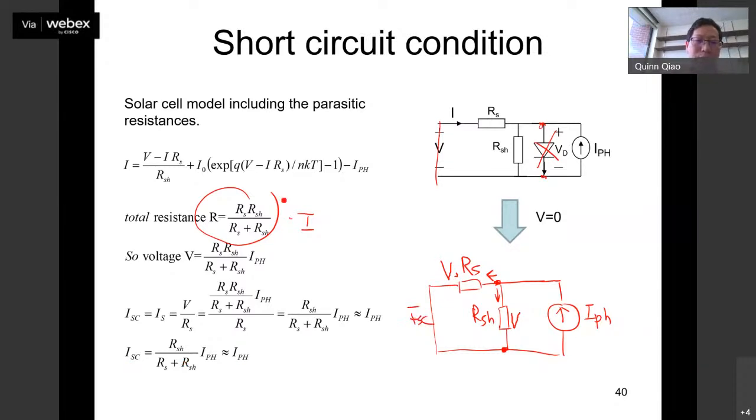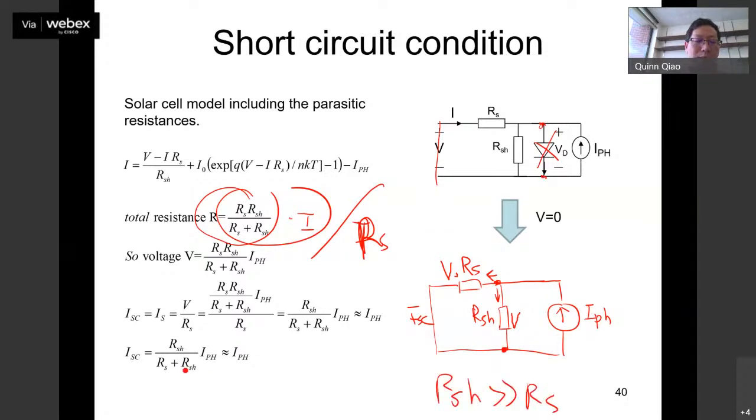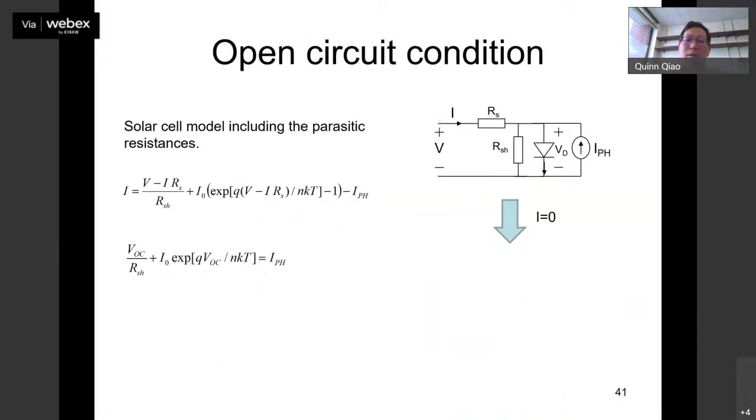ISC is equal to what? The total current here multiplied by RSH over RS plus RSH, times IPH, right? Since RSH is so much higher than RS, this factor is almost 1, right? That's why it's equal to the photocurrent. So short circuit current is almost the photocurrent, okay?